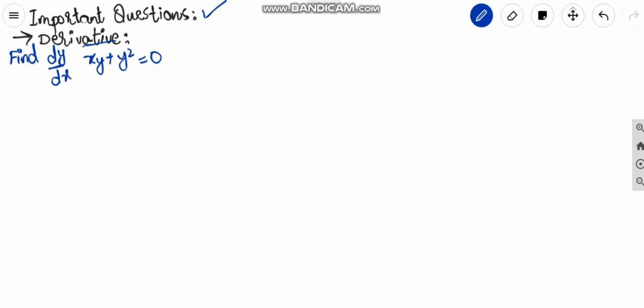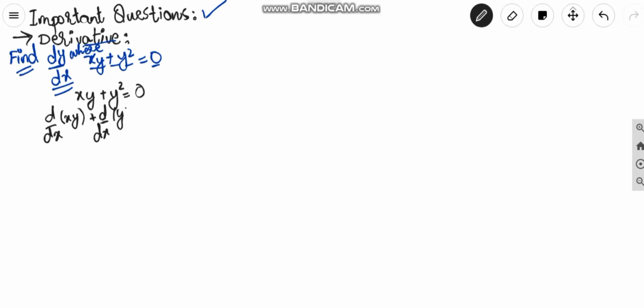So let's start. We are given the equation xy plus y square equals 0 and we have to find out the value of dy by dx. So let's differentiate this equation, that is xy plus y square equals 0. First of all, take d by dx of xy plus d by dx of y square.